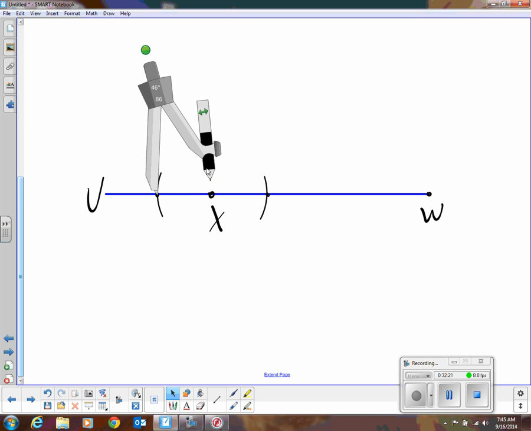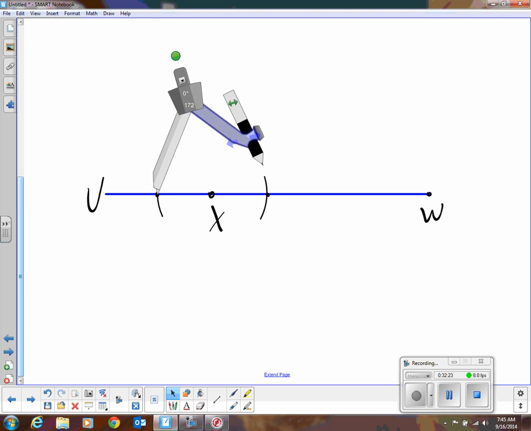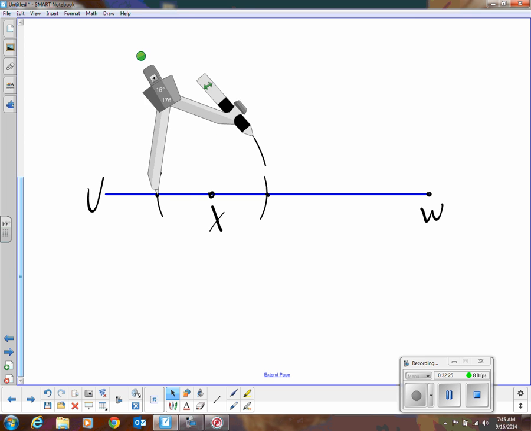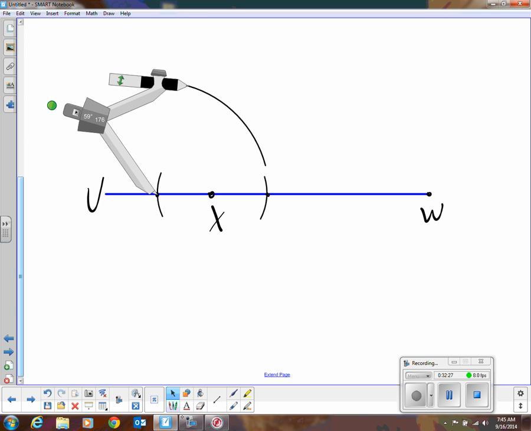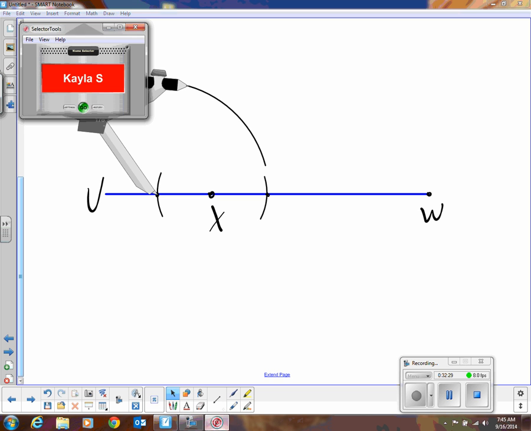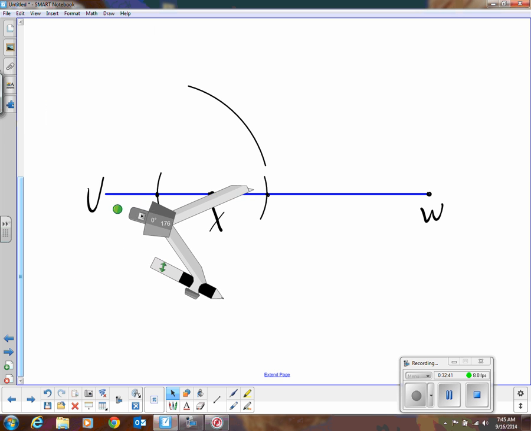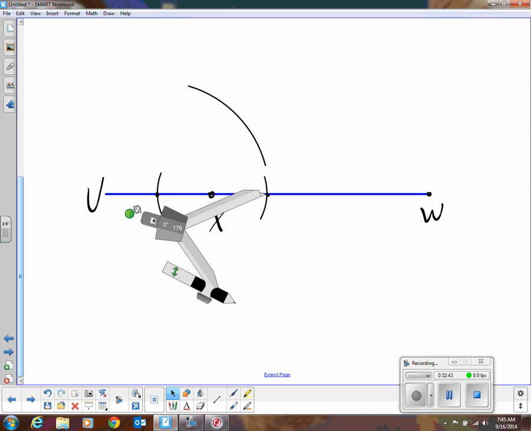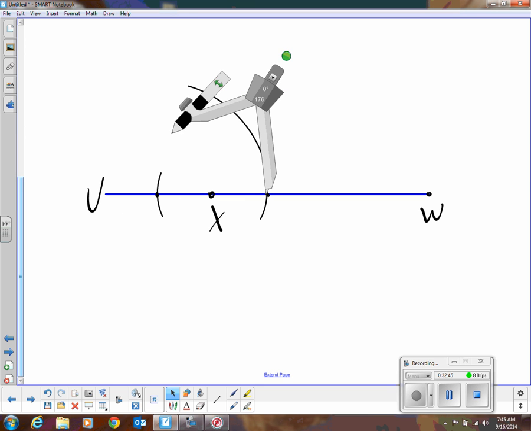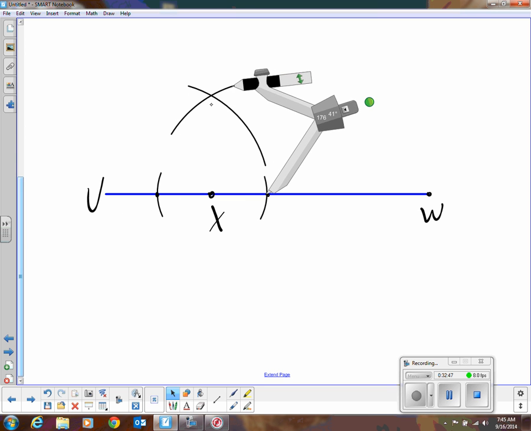Exactly. Now I'm going to open my compass point wider because I want to get it away from X. So I do an arc. And then after I do that arc, what am I going to do next? Travis? Switch it to the other point of intersection. And the goal is to intersect the original arc that we had done earlier.